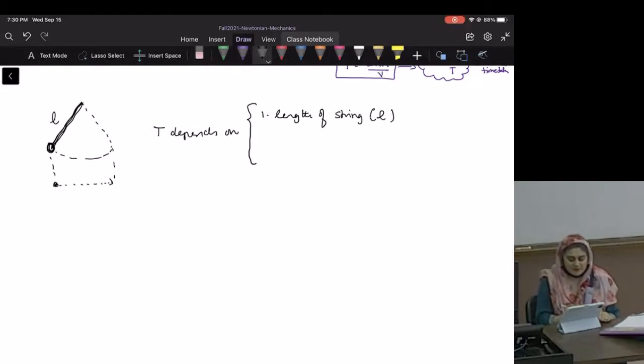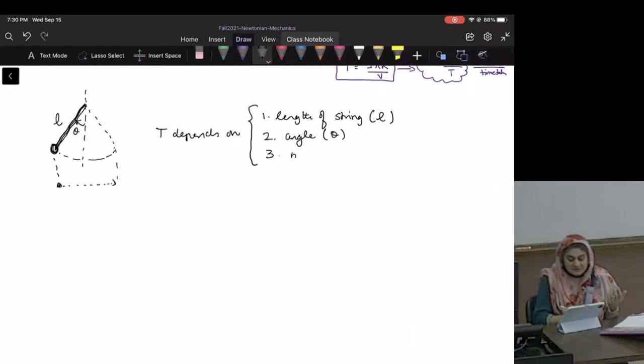What else do you think? Do you think it has to do something with this angle maybe? Yeah, definitely. So let's call it theta. Do you think it also depends on the mass maybe? That's one assumption that we can make, right? The heavier the mass, the period should be different. Okay, let's see if it does actually depend on that. And we'll find that it doesn't.